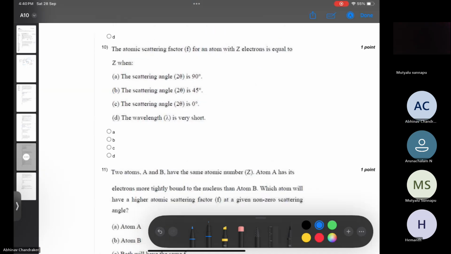Question 10. The atomic scattering factor for an atom with Z electrons is equal to Z when... The answer to this will be C. We have discussed that for forward scattering, we can directly add the amplitudes of scattering by all the electrons because there is no phase difference. So the scattering factor is Z, else it would be lower than Z.